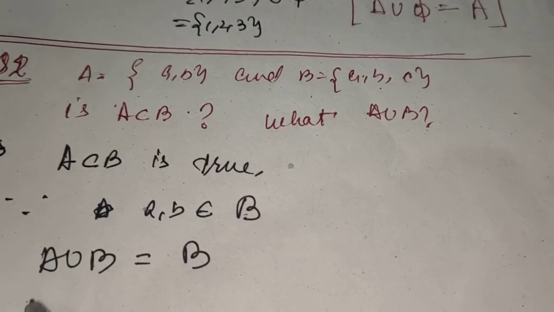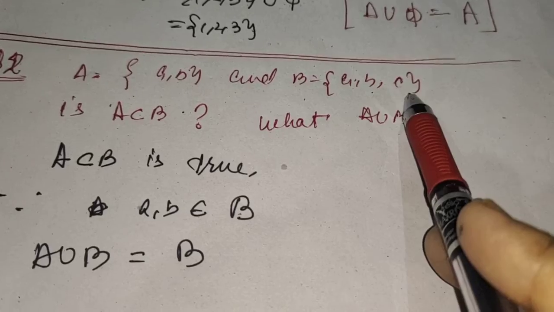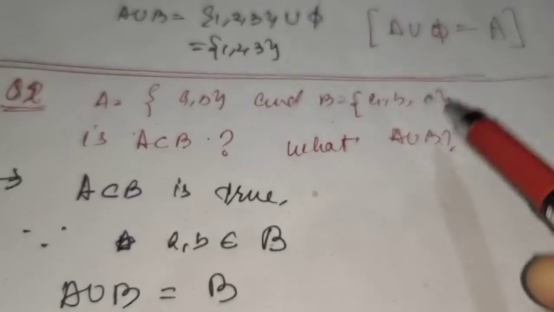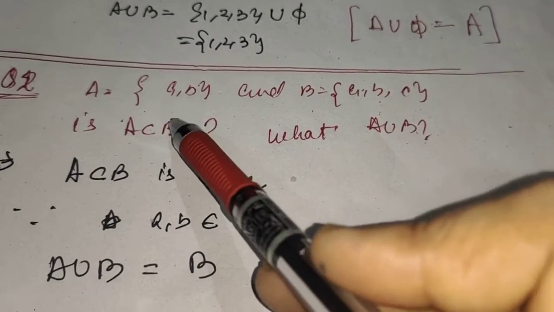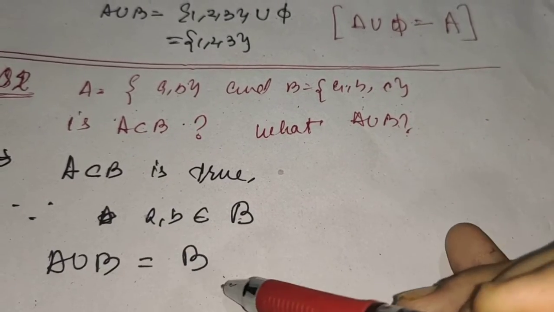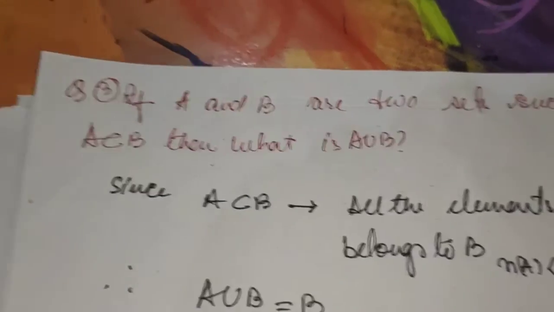A union B, ultimately the set which is greater will come out as the final result for union. Since out of A and B, B is the set where the number of elements is more than A, B will be the final answer for A union B. So A union B will be B. Here comes question number 3.